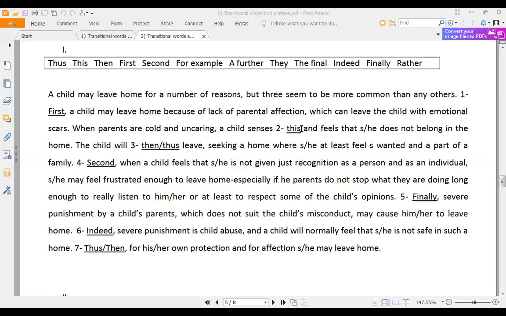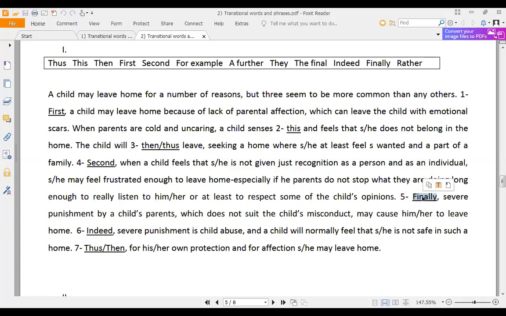Thus, leave a seeking a home where he at least feels wanted and a part of a family. Second, when a child feels that he is not given recognition as a person and as an individual, he may feel frustrated enough to leave home, especially if his parents do not stop what they are doing long enough to really listen to him, or at least to respect some of the child's opinions.